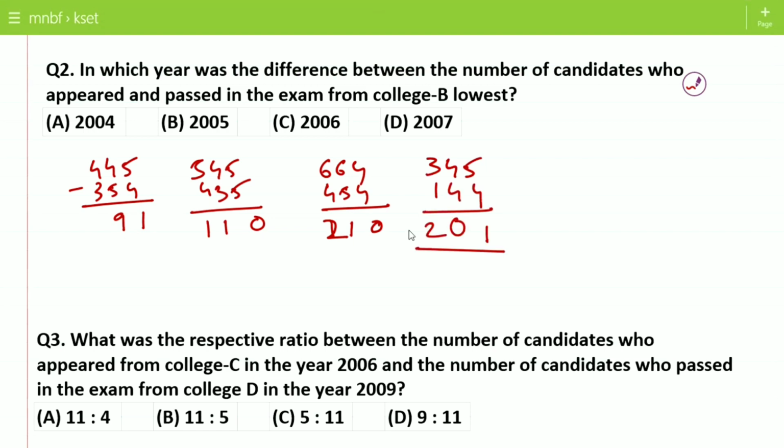So out of the 4 years, that is 2004, 5, 6, 7, the lowest is going to be option number A, that is 2004, in which only 91 students failed.